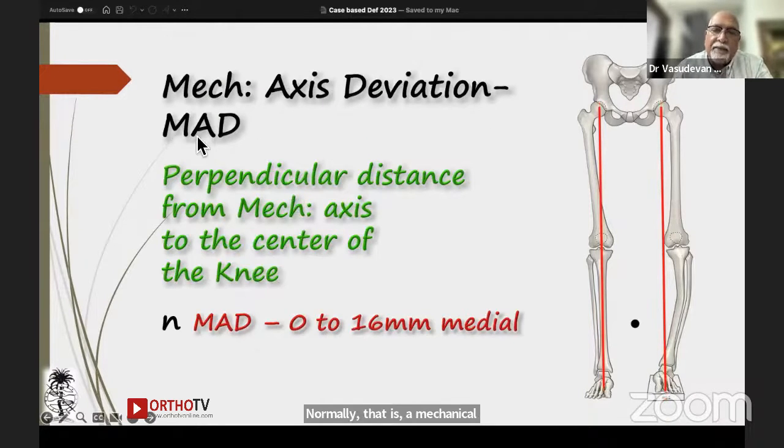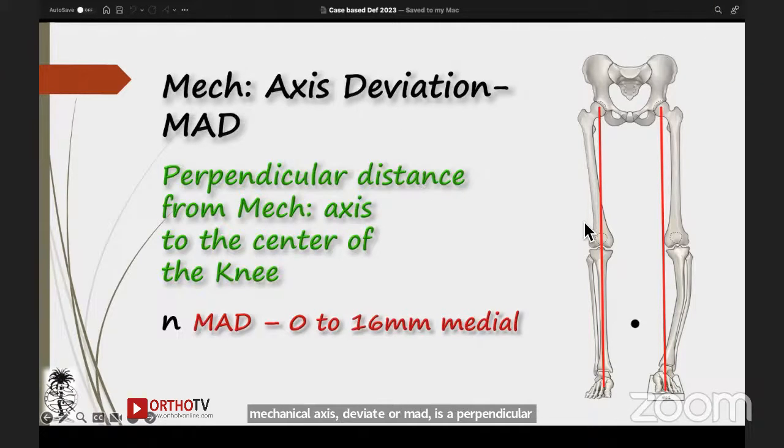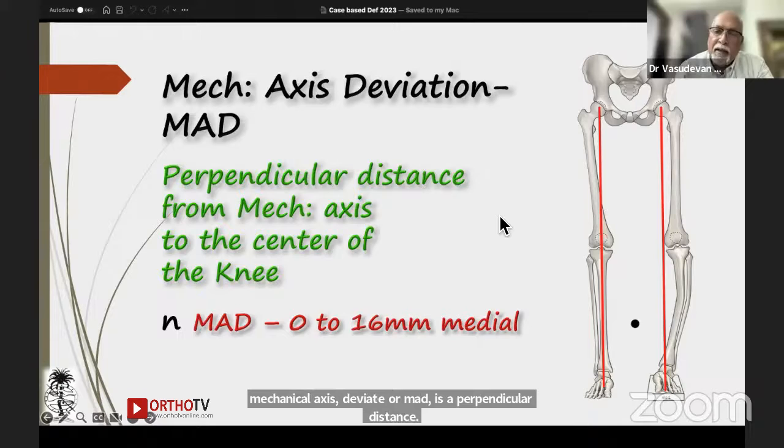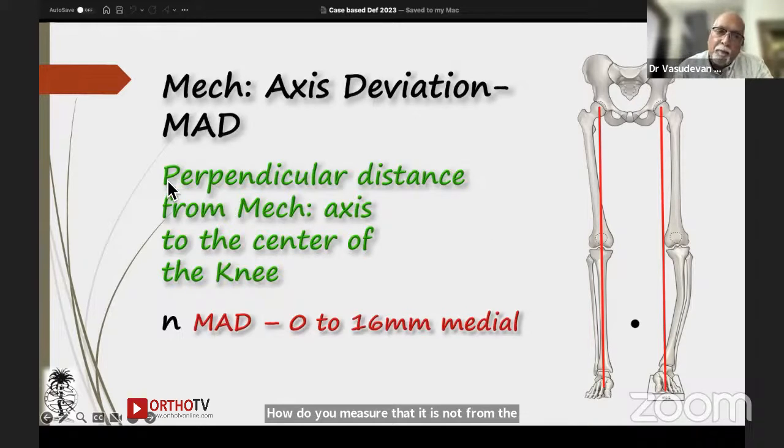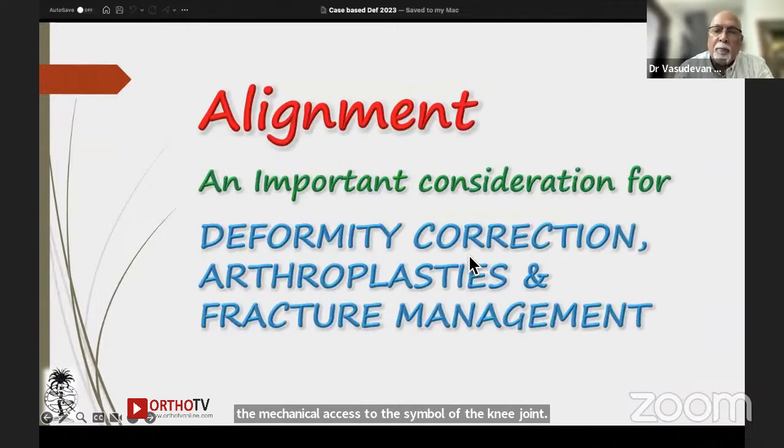The mechanical axis deviation, or MAD, is a perpendicular distance. How do you measure that? It is a real-time measurement on the film of the perpendicular distance from the mechanical axis to the center of the knee joint. Normally, it is 0 to 16 millimeters medial.